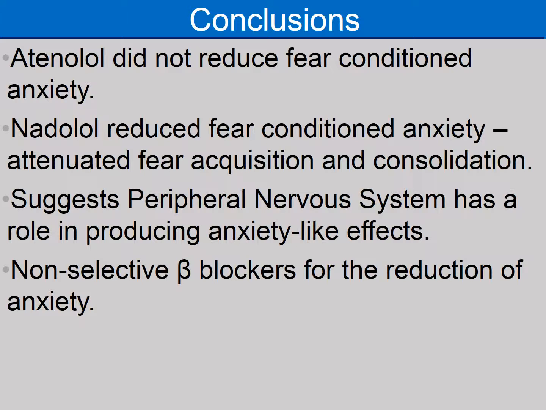Nadolol, on the other hand, seemed to reduce fear conditioned anxiety and actually attenuated the fear acquisition, meaning that they didn't feel fear during the conditioning session, and it attenuated the amount of consolidation, meaning that they felt less fear during the CS1 test, which is the conditioned stimulus 1 test, as well as the conditioned stimulus 2 test. This suggests that the peripheral nervous system does have a role in producing anxiety-like effects, and that if we target beta receptors non-selectively in the peripheral nervous system, we can allow for the reduction of overall anxiety.